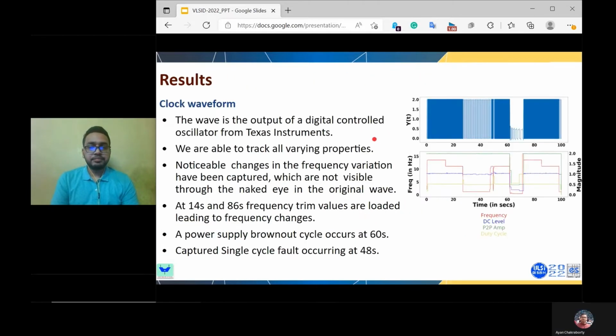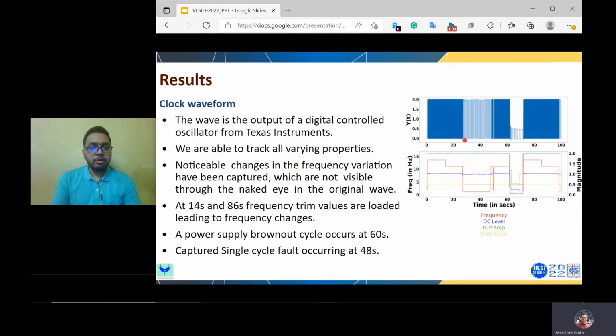Now let's move on to results. Here we have the output of a digital control oscillator, and it has square pulses. We can see that there are multiple changes in frequency and amplitude occurring throughout time. So there are noticeable changes.